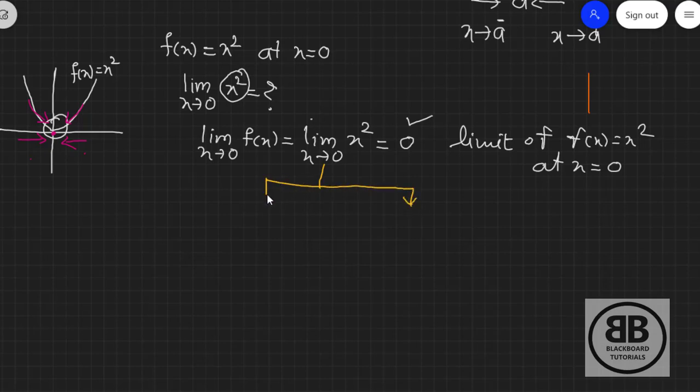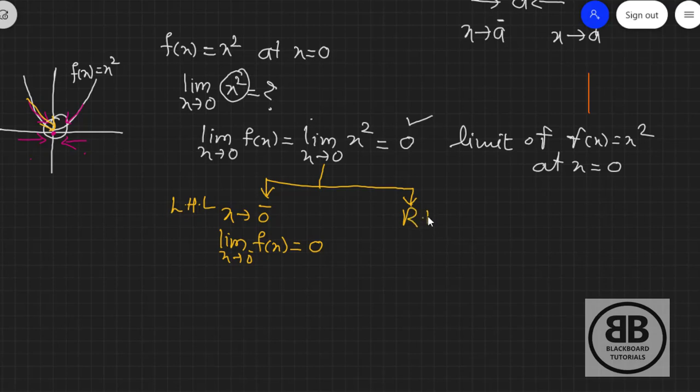Our function f, when we are approaching 0 from the left, this is called the left hand limit. When we are approaching 0, this value or this limit is what? 0. We are approaching 0. Okay, the function value is approaching 0.